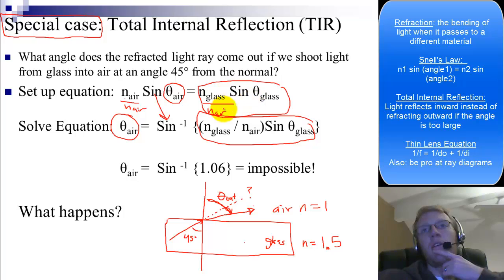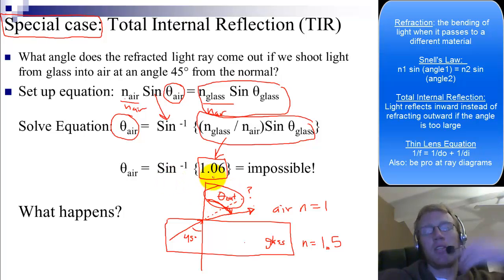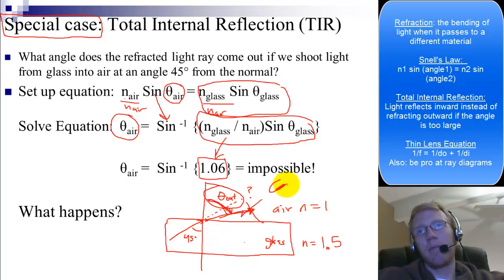Anyway, if you type in all this stuff on this side, you put in your 1.5 divided by 1 times sine 45 degrees, you get 1.06. Okay, so then you're supposed to take arc sine of that to find out this angle. But you type it in your calculator, or you just know because you took trig last year, or you're in trig this year, that the sine function, you can't take inverse sine of 1.06. It's impossible. So what that means is this light ray, it's impossible for it to come out. It can't come out. That's kind of cool.